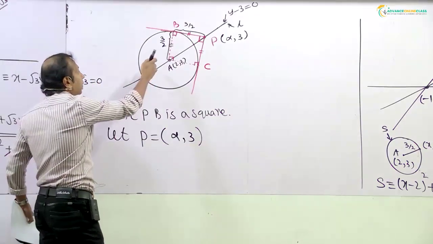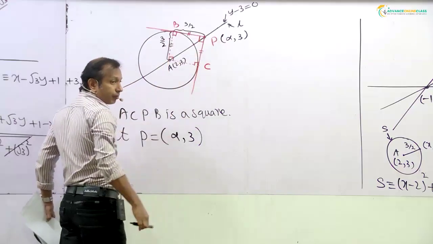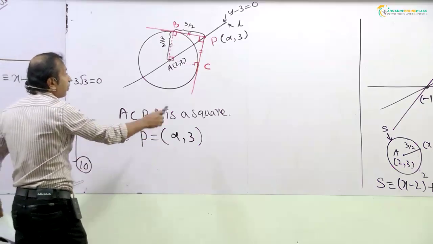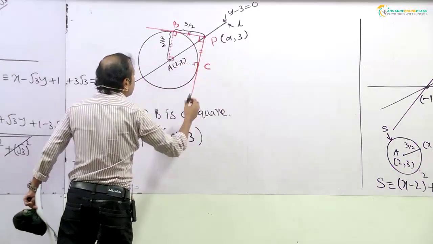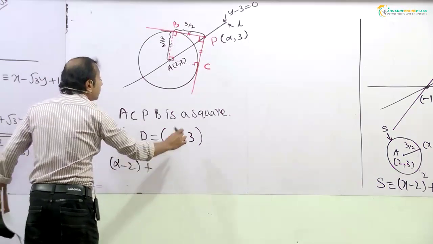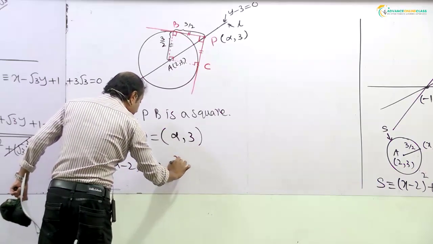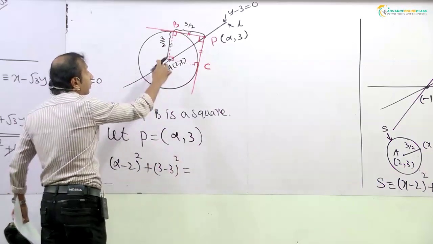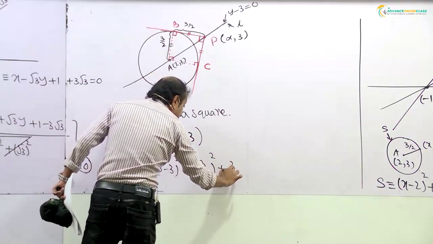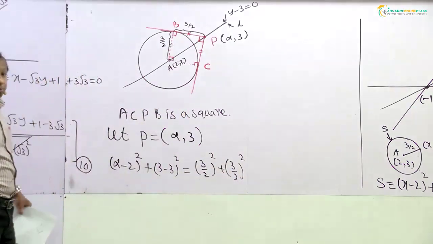Then you can write what? Square of this plus square of this is equal to square of this, by Pythagoras theorem. Right. Then what is the square of this? Alpha minus 2 perfect squared, plus what? 3 minus 3 is 0, perfect squared, is equal to square of this, 3/2, plus square of the same 3/2 on this side. Am I correct?